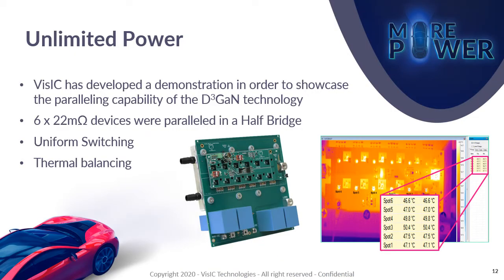Today's motor inverters can require hundreds of amps. To showcase how D3GaN can meet these requirements, VisIC has developed a demonstration board with multiple parallel GaN switches. Using this board, one can observe uniform switching of the parallel array, as well as run this board at high power to check the thermal balancing of the gallium nitride. In general, GaN has a positive resistance temperature coefficient and is very resistant to thermal runaway.